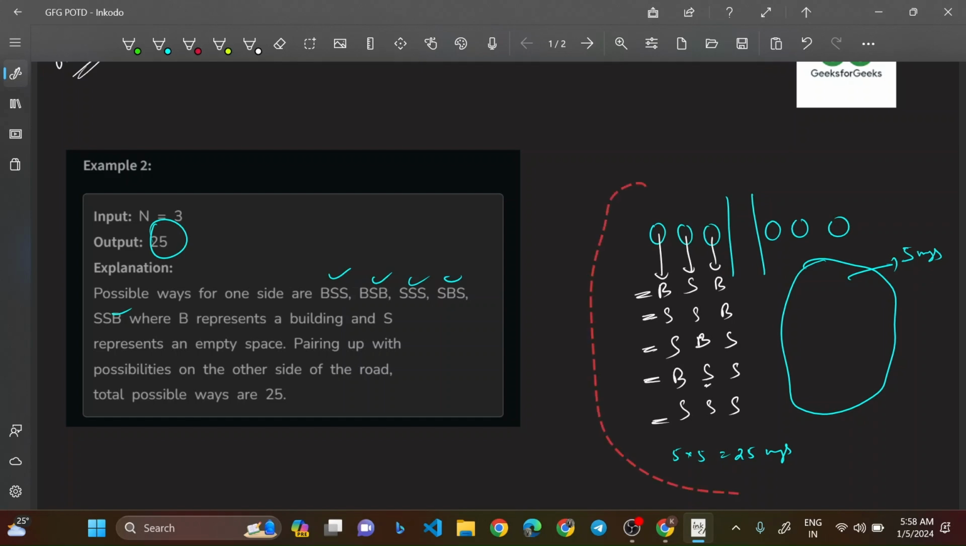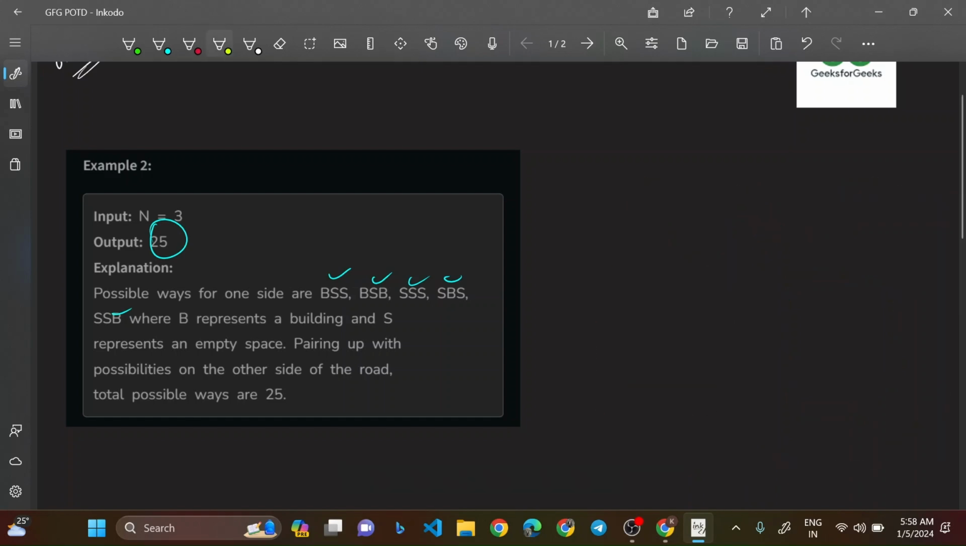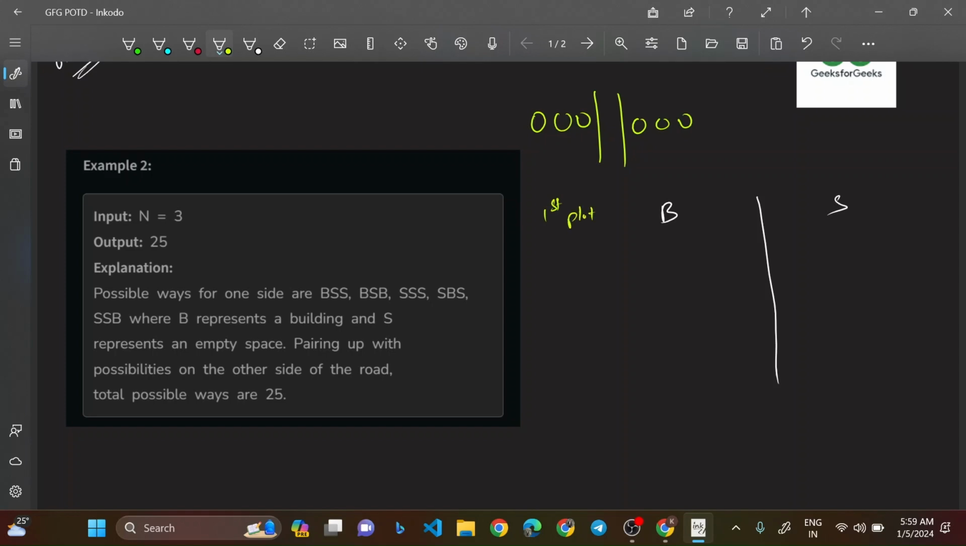Now what is the approach to solve this question? The naive approach, as you can see, is that you are working on choices. So if I write the tree diagram for the very first plot, what are the two options available? I can put a building or I can leave it as empty space. Let us assume you are working on this particular case only, where you have three plots. The very first plot is either B, that means a building, or you leave it empty. This is the first plot I'm talking about, this is the second, this is the third. And now coming to the next.